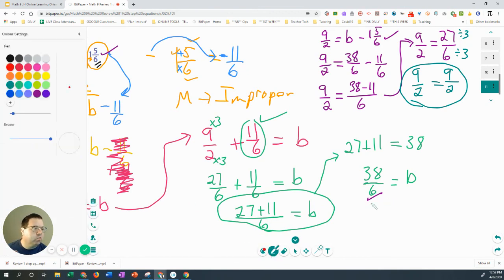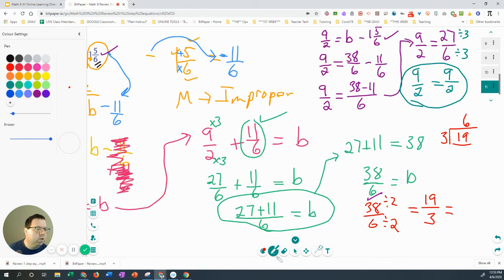Now I'm going to reduce this. So 38 over 6. Well, I'll divide this by 2. I'll divide this by 2. I knew to divide by 2 because they're both even, right? When your numerator and denominator are even, obviously a 2 will go into both. So that's equal to 19 over 3. And how many times does 3 go into 19? Well, 3 goes into 19 6 times.